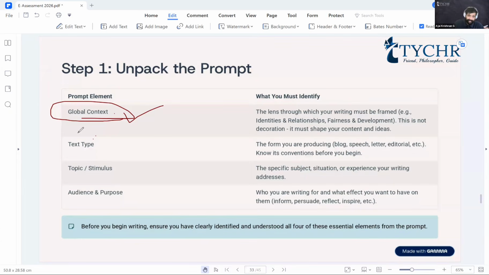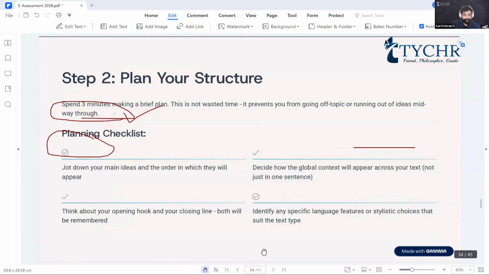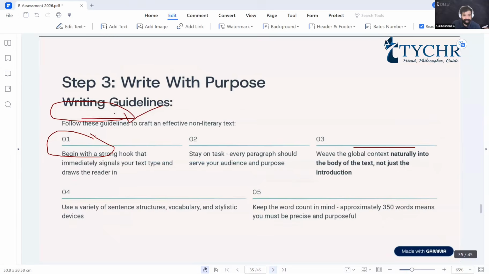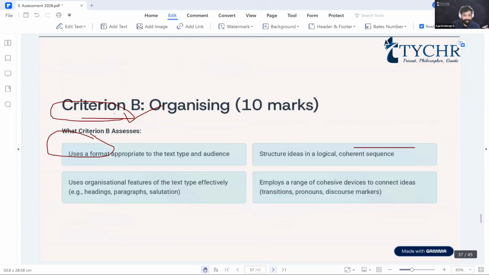And of course, it is asking you for a specific text type also. It might be a blog, it could be a speech, it could be a letter. I'll give you a list of texts which might possibly come. But yes, make sure that you're prepared to answer a question which is based on any text type which is going to come. So do keep that in mind. Thus, we'll quickly go to questions, we'll understand it better.